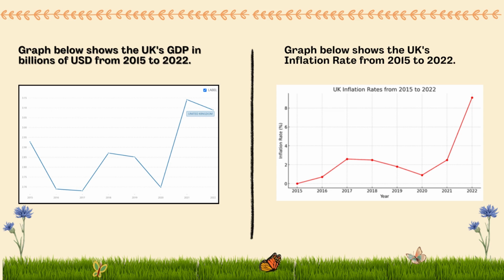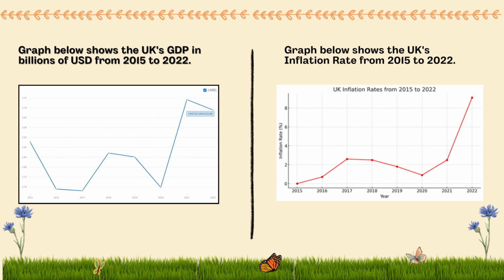The COVID-19 pandemic caused a significant downturn in 2020, with GDP falling to 2.7 trillion USD. However, post-2020, the GDP showed a strong recovery, rising to 3.18 trillion USD in 2021 and 3.28 trillion USD in 2022, supported by the implementation of new FTAs and the EU-UK Trade and Cooperation Agreement.